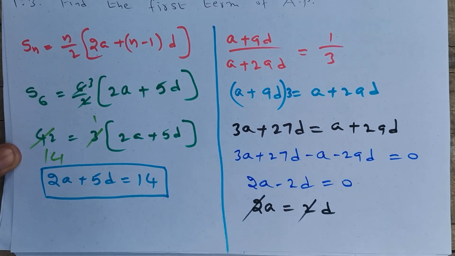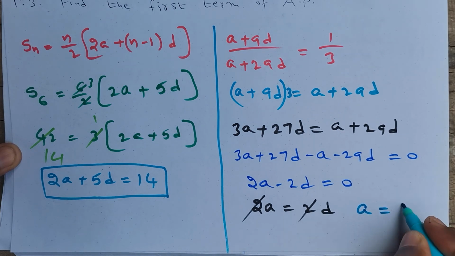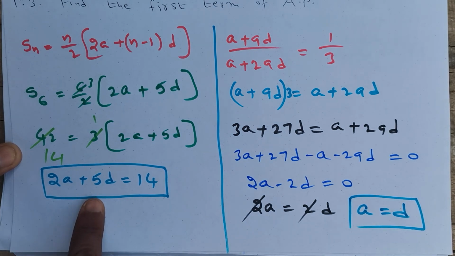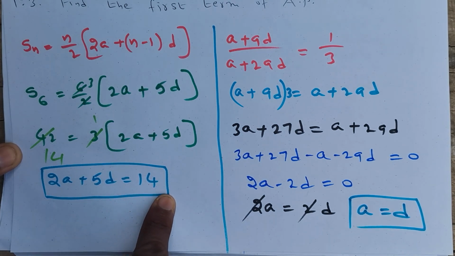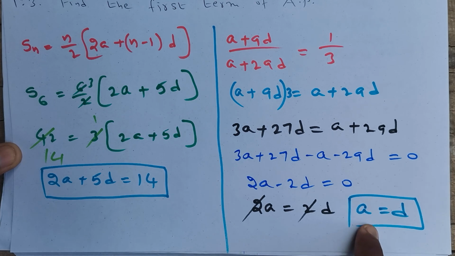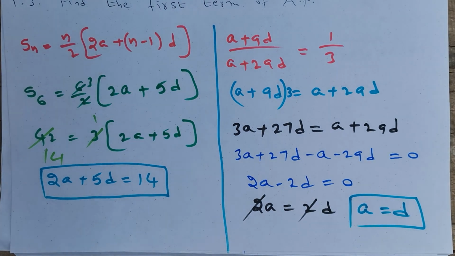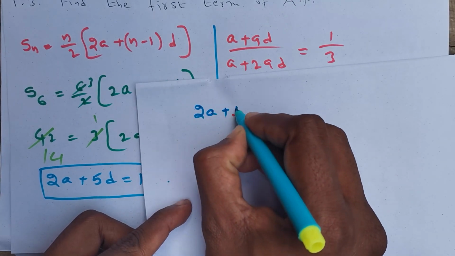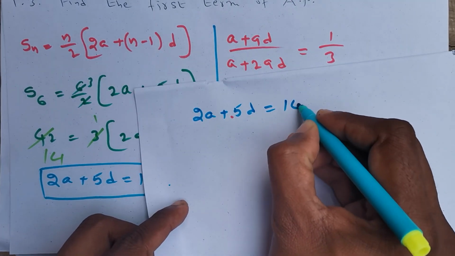So 2 cancels. Then what did we get? a is equal to d. The first equation we got is 2a plus 5d is equal to 14, and now we got the second equation as a is equal to d.